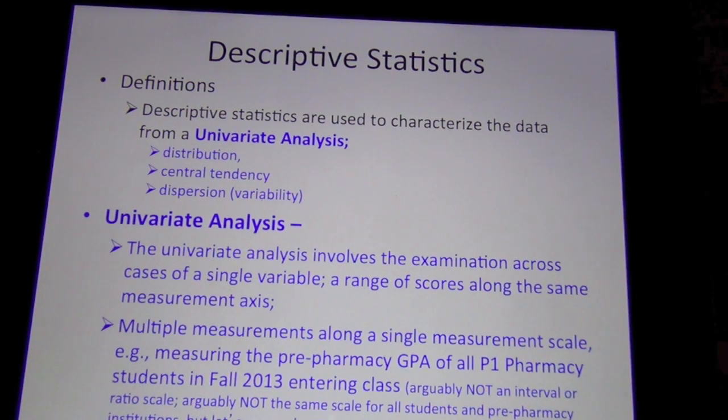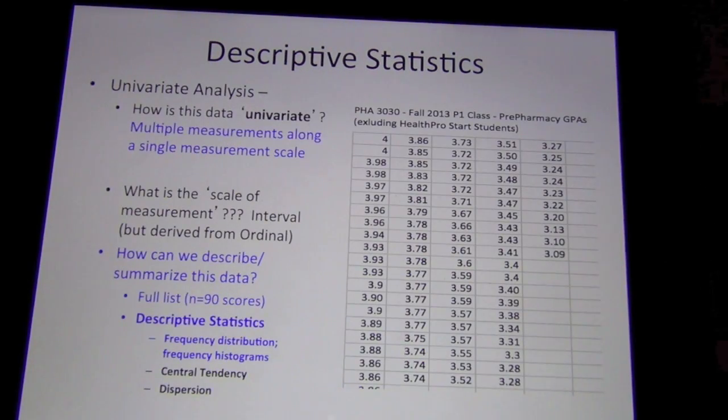And the example we'll walk through today, in this video, is the pre-pharmacy GPA of all the P1 pharmacy students from the fall of 2013, so last year's class. So here, on the right-hand side, is a list of GPAs of all of the incoming P1 students last fall. I excluded the Health Pro Start students because that information wasn't provided. This data is a univariate scale of measurement because basically all the numbers come from the same measurement. They're GPA values. The top is 4.